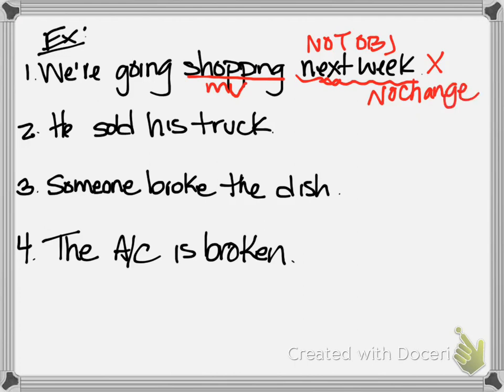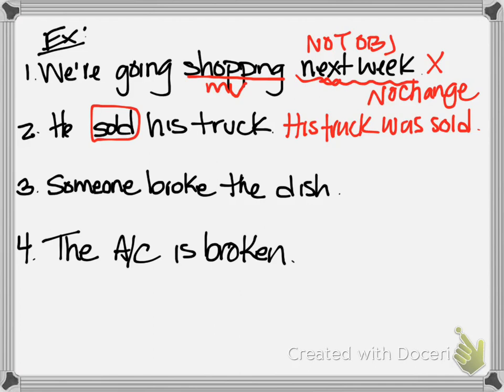Okay, and we can just stop right there. So he sold his truck. We have he is the subject, sold is the verb, his truck is the object. So his truck becomes the new subject. We need a be verb. It's simple past here. Was. And then main verb is sold. The end. His truck was sold.